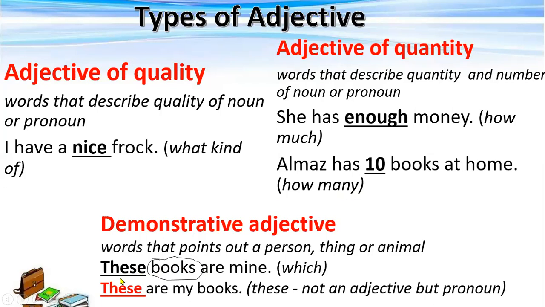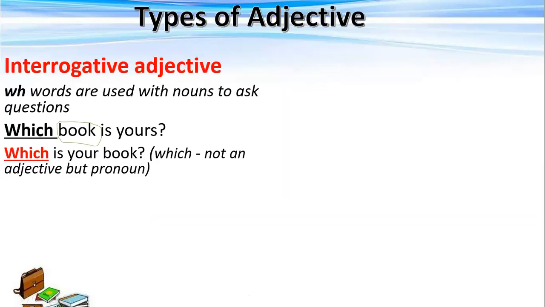But in the next sentence, after this, there is no noun. After this, the word are. Are is, you know that, a verb, right? To be, verb to be. So after this, there is no noun. It means in this sentence the word these is not an adjective, but what? It's a pronoun. Okay? In the first sentence it's an adjective, but in the second sentence it is a pronoun. Next one, interrogative adjective.